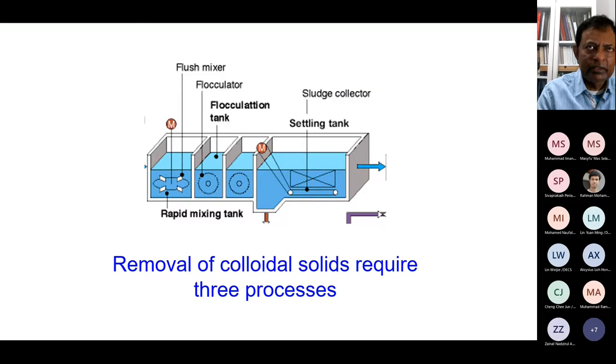Subsequent to rapid mixing, you transfer the water into the flocculation tank and slow mix the water. Slowly you can mix it and make the flock formation visible and also cluster together. And when the particles grow in size, then it is easier for you to remove them in the secondary sedimentation tank. Okay, so if I ask this question, how do you remove colloidal particles, they can be removed by coagulation, flocculation, and then secondary sedimentation. Very clear?